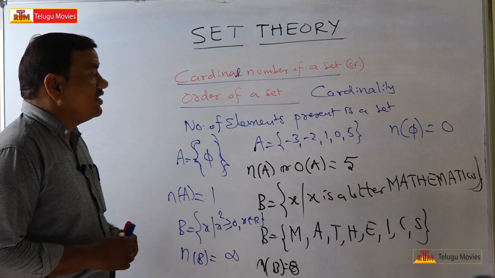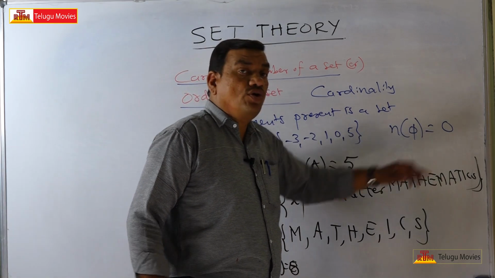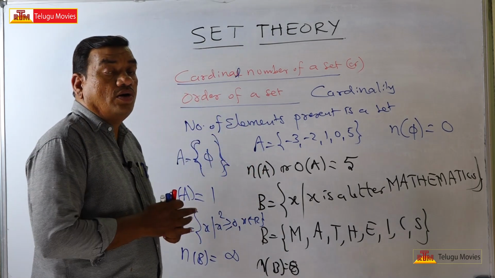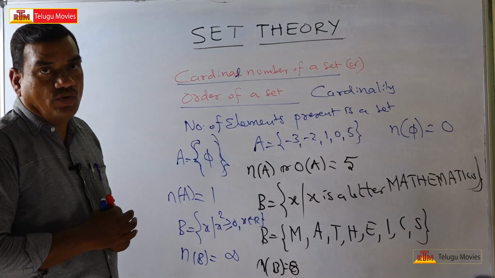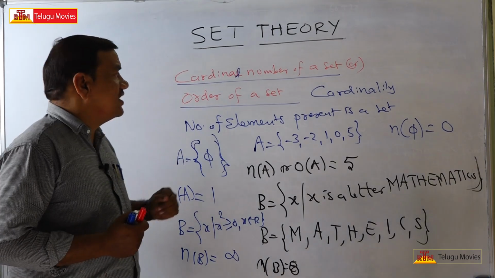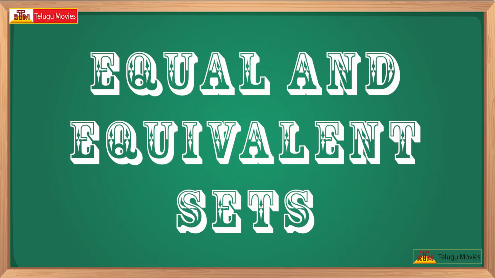Therefore, from this what can you say? The cardinality of any set is either 0 or a whole number: 0, 1, 2, 3, 4, 5, like that. Okay? So I hope that you understand this cardinality of a set. So let us go for the next concept.